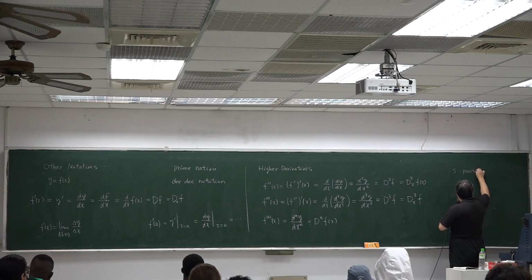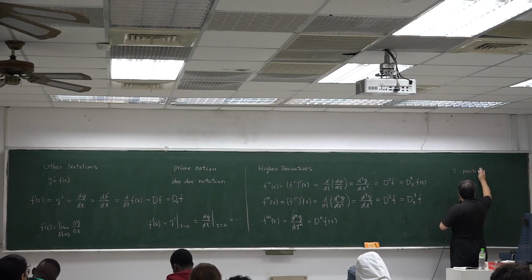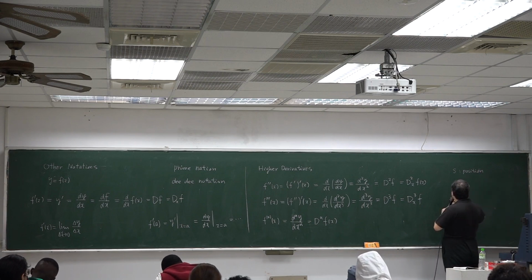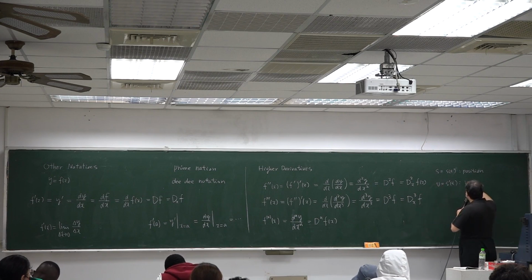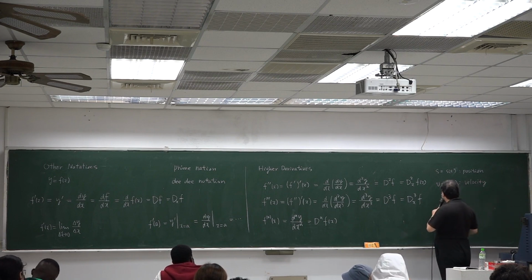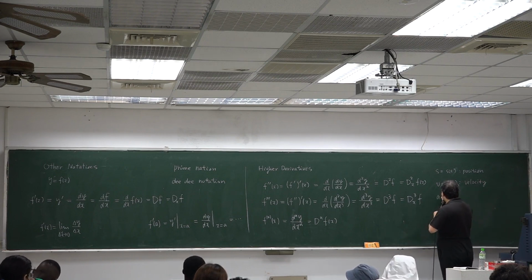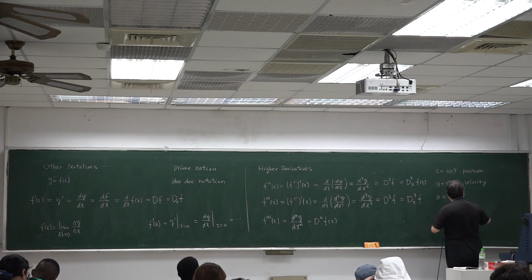Position function or S(t). Then S prime is the velocity of this horizontal particle, and A is called the acceleration.